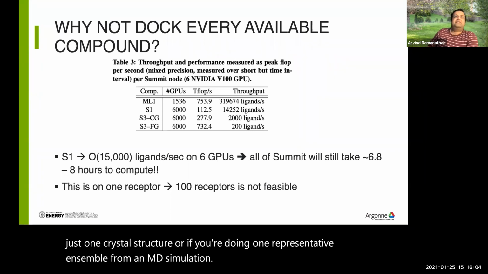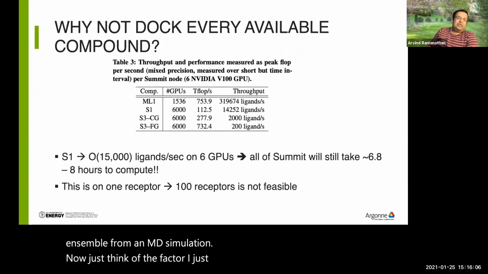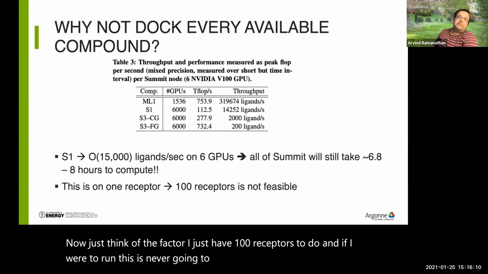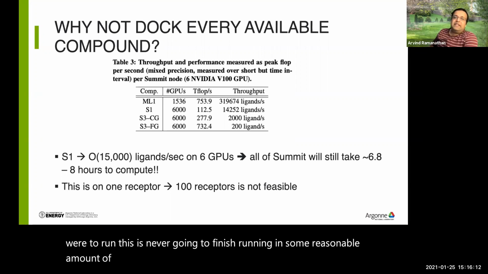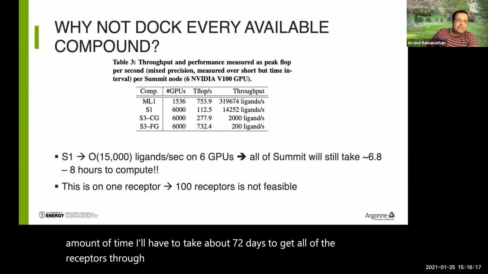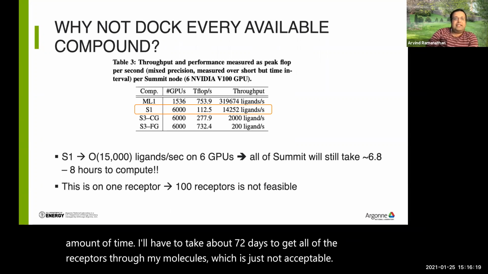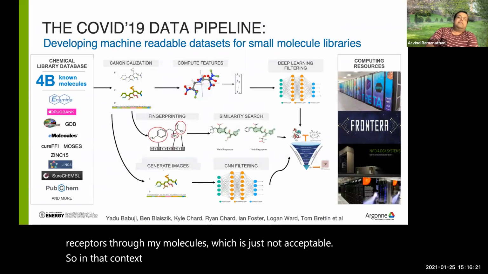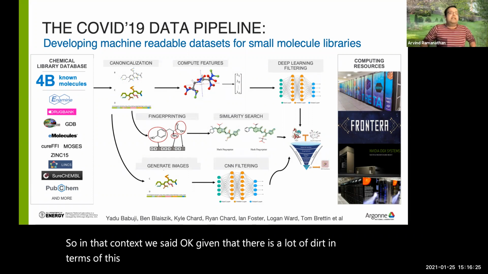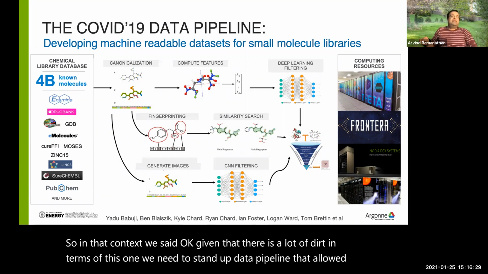Now, just think of the fact that I have 100 receptors to do. If I were to run this, it is never going to finish in some reasonable amount of time. It would take about 72 days to get all of the receptors through my molecules, which is just not acceptable. So in that context, given that there is a dearth in this area, we needed to stand up a data pipeline that gave us machine-readable data sets.